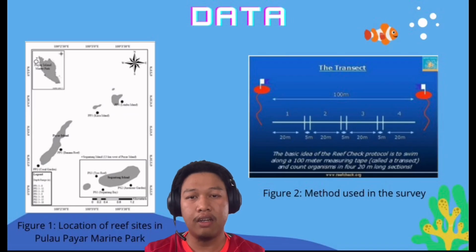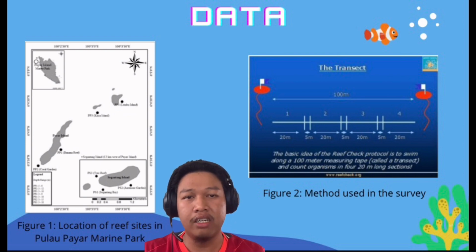For the data part, firstly, I will explain about the study area in Paya Island Marine Parks, which consists of 7 reef sites, namely Banana Reef, Coral Garden, Kaca Island, Lembu Island, Segantang Bay, Anemone Garden, and Tire Reef.